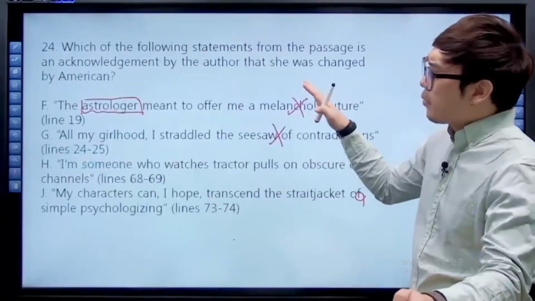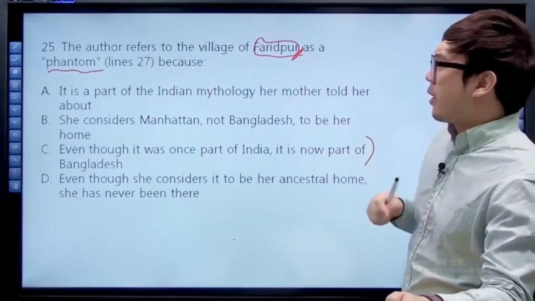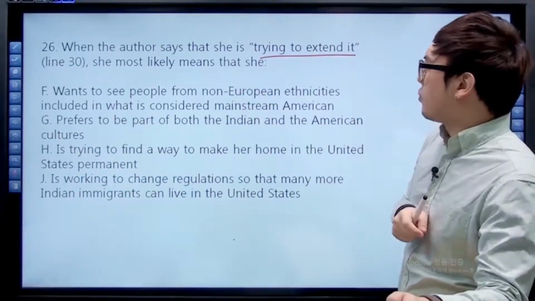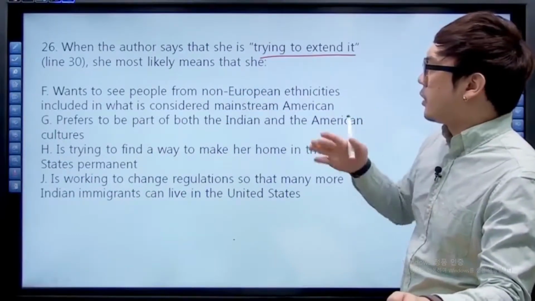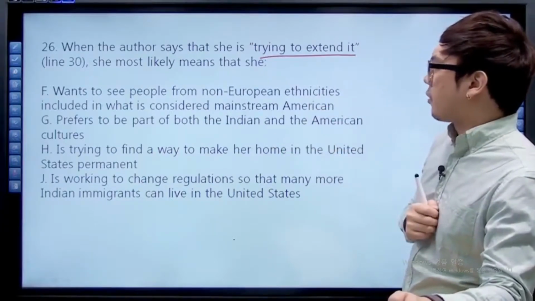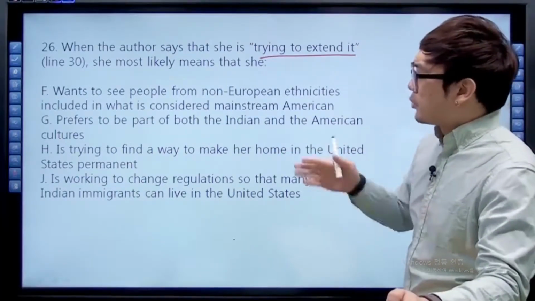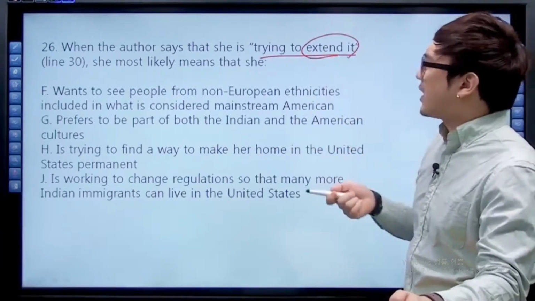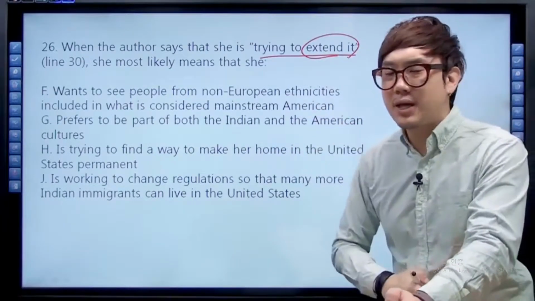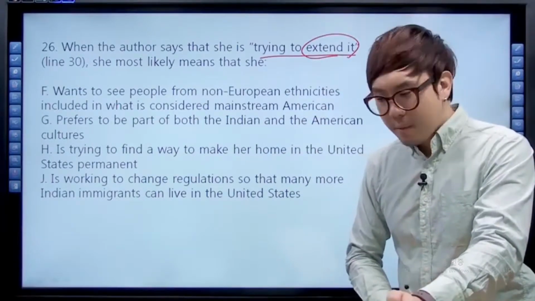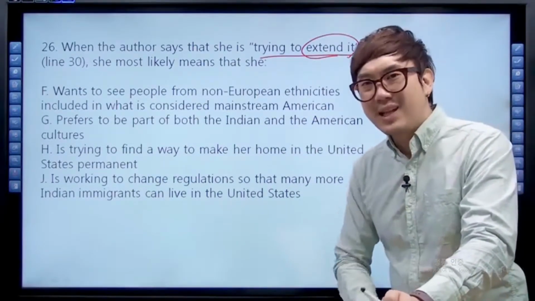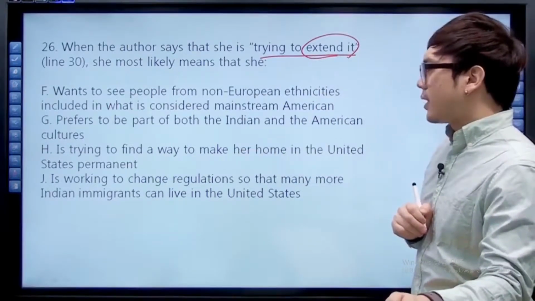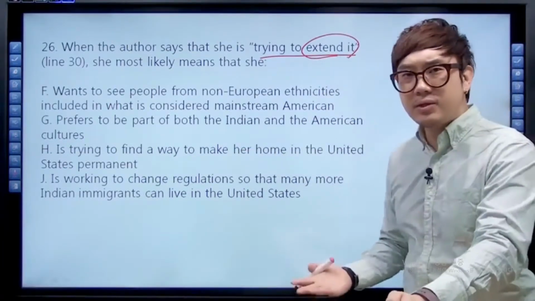So let's go back to the question and see if we can get there. She wants to see people from non-European ethnicities included in what is considered mainstream America. That could be a possibility. Or she prefers to be part of both the Indian and the American cultures. Now she's trying to extend it. She clearly says that she's not an Indian writer. She's an American writer who wants to see the realities in America, not in India. Is trying to find a way to make her home in the United States permanent. She already is. She's an immigrant.